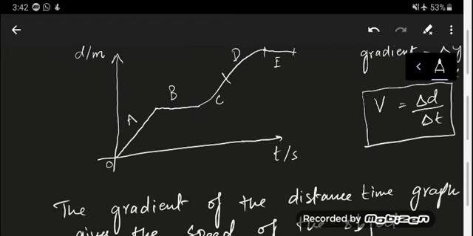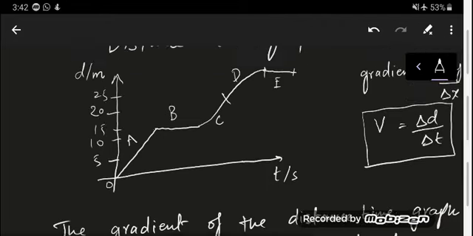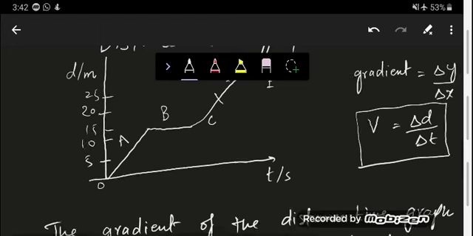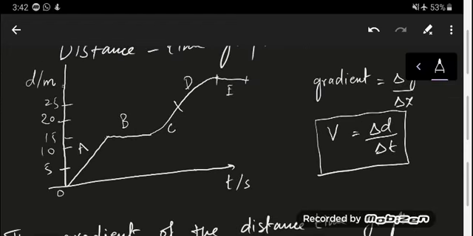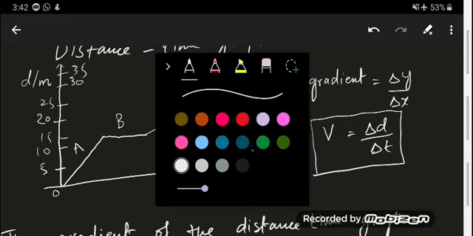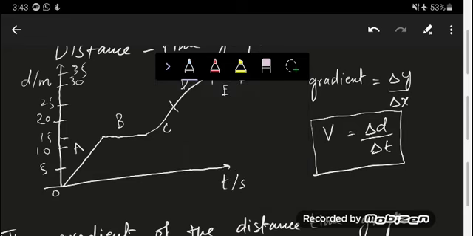Let's talk about part B now. What is happening at part B? The object is at rest. You see why? Let's just have 5, 10, I'll call this 15, 20, 25, and so on. So let's say this is 30 and 35. Okay. So just have a look at the shape of the graph at 15 meters.